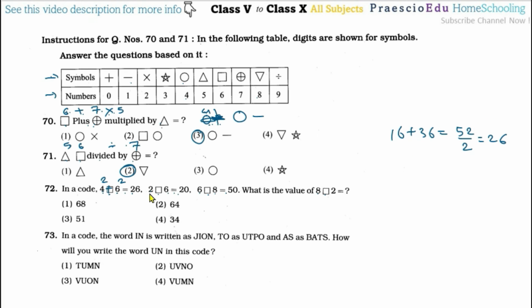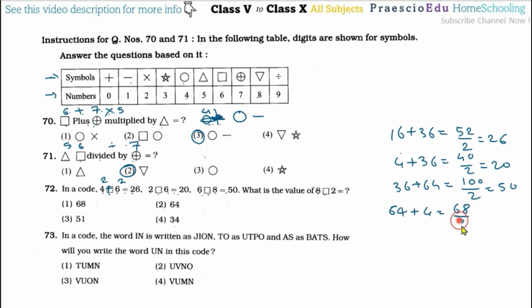Same here, 2 and 6 means 4 plus 36, that is 40, divided by 2, we get 20. Same here also, 6 means 36 plus 64, that is 100, and divided by 2, that is 50. So same here, 8 means 64 plus 4, that is 68, divided by 2, that is 34. So 34 means option number 4 is the correct one.